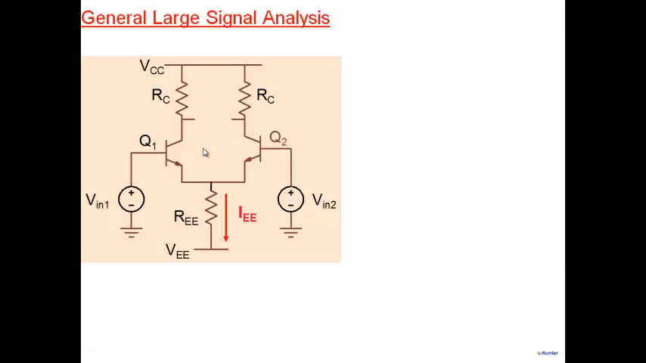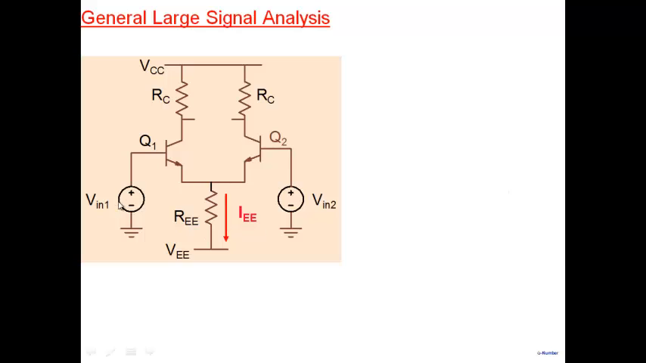There's a current here, which is IEE. And one of the assumptions that I'm going to make is note that as you apply a voltage V in 1 here and V in 2 here, the value of this particular node will change. The voltage at this particular node in general will change. And if the voltage at this node changes, then the current which flows here will also change in general.